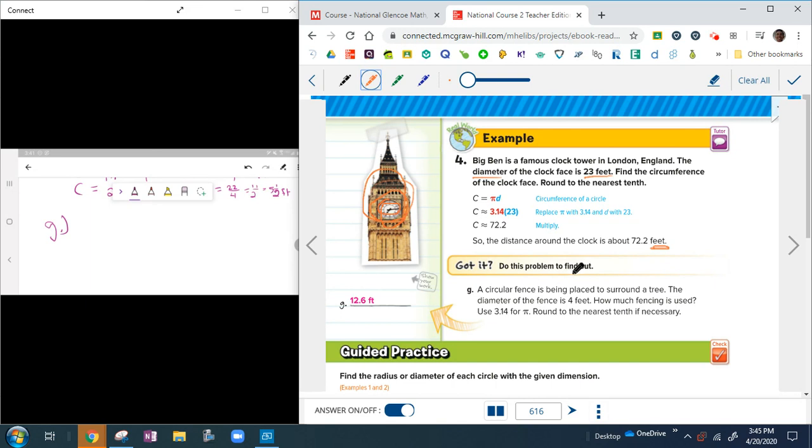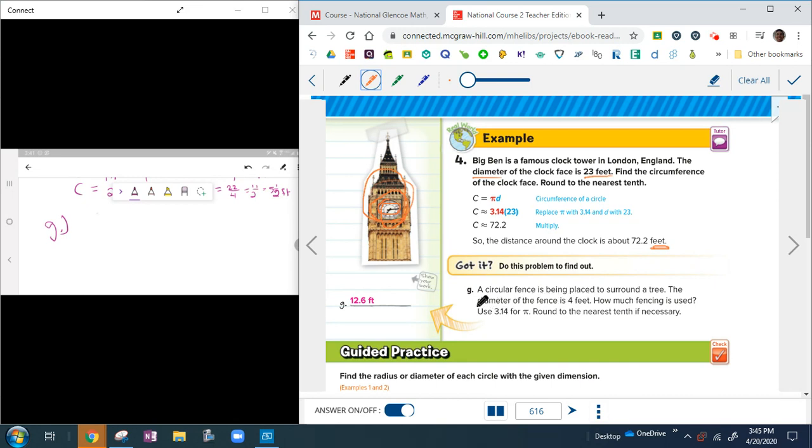You try it yourself though, please. Pause, try it yourself. See if you can get 12.6. All right, pause, and then I'll show you how to do it as well. The diameter of the fence, a circular fence, is being placed to surround a tree. The diameter of the fence is 4 feet.